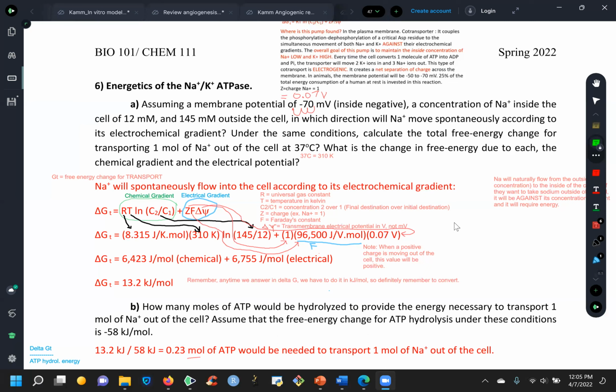Is that easy? You'll be able to do it? If it ends up transporting 2 moles of sodium out, would it change any part of the math? I've never seen them give you that, but basically it would be this times 2. Because to transport 1 mole it costs 13.2 kilojoules per mole, so with 2 moles you would do times 2, cancel out the moles, and it would equal 26.4 kilojoules. Good question, yeah.